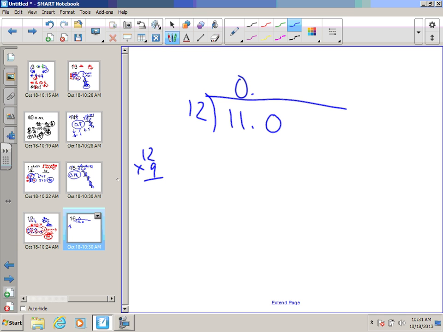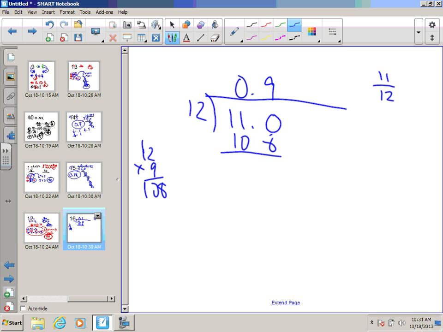Well, I'd try 9, right? Why not? 108? Why did I try 9? Why would we try 9? Willie? Yeah, definitely good thinking with the 12 times 10 is 120. But also 11/12 is awfully close to 1 whole. So 0.9 would also be pretty close to 1 whole, right? So would 0.8. But I'll just test the 0.9.